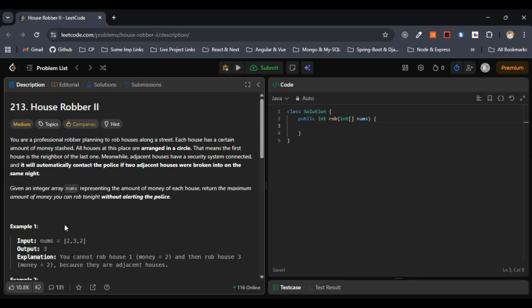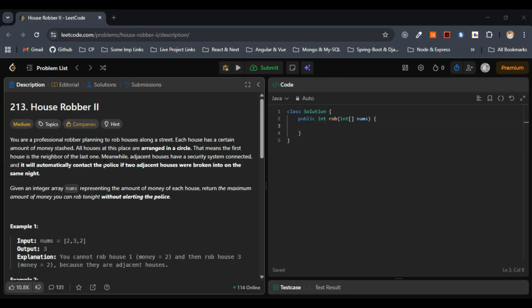Let's see what the question states here. Suppose you are a robber. Just consider, man, don't be a robber actually. Suppose you are a robber who is planning to rob the houses arranged in a circle. Just keep this in mind.